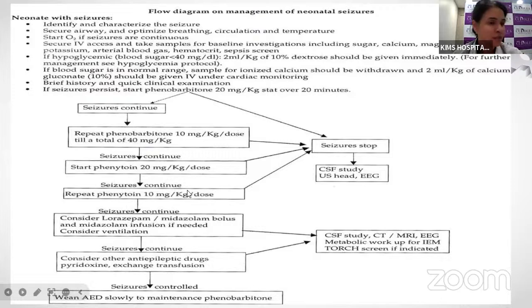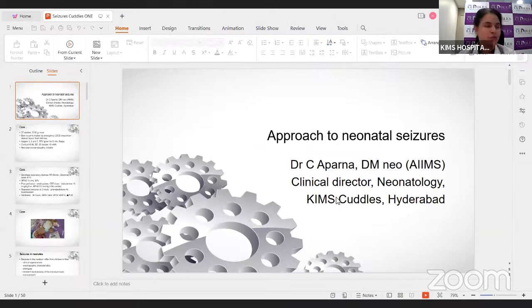Now, if seizures stop at this point of time, then well and good. But if seizures continue despite these two drugs, one will have to consider the third-line drug, which would be a loading dose of lorazepam or midazolam, given at a dose of 0.2 milligram per kg. One may have to consider the use of midazolam infusion if refractory seizures. Consider ventilation if the baby goes into respiratory failure because of high dose of midazolam infusion. And if seizures continue despite the above three drugs, one may have to consider the use of other anti-epileptic agents like pyridoxine, and even the use of exchange transfusion as the last resort.